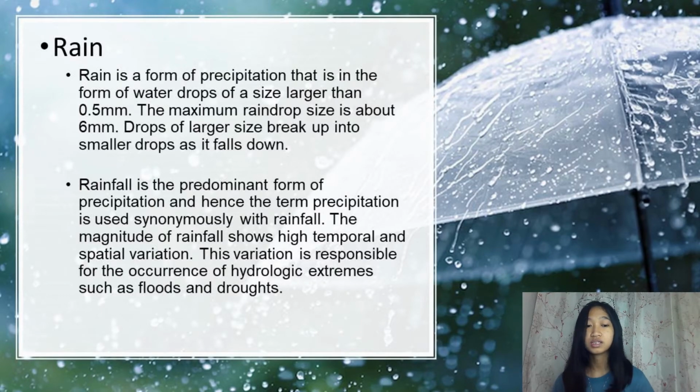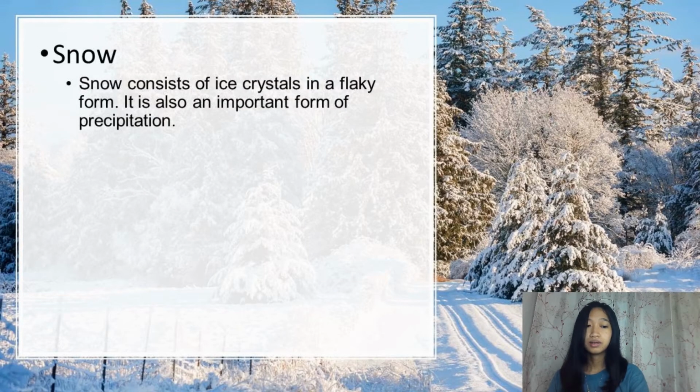Next, rainfall is the predominant form of precipitation, and hence the term precipitation is used synonymously with rainfall. The magnitude of rainfall shows high temporal and spatial variation. This variation is responsible for the occurrence of hydrologic extremes such as floods and droughts. Next is snow. Snow consists of ice crystals in a flaky form. It is also an important form of precipitation.